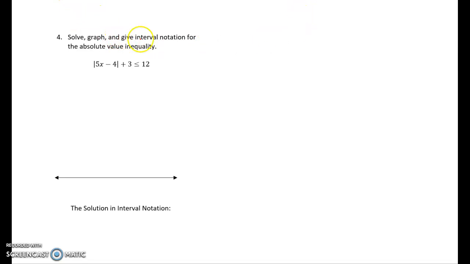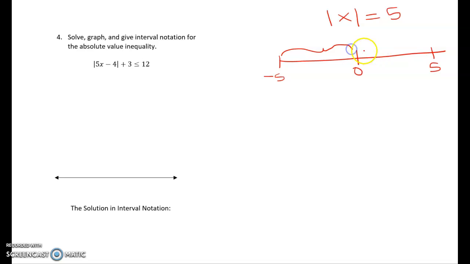Okay, we need to solve, graph, and give interval notation for the absolute value inequality. Now really quick, remember when we're looking at an absolute value, what it's asking is what is the distance from 0. So if we're wondering what number has an absolute value of 5, what would give that? 5 is a distance of 5 from 0, but -5 is also a distance of 5 from 0. So notice we're just looking at that distance. That's a distance of 5 spaces, and that's a distance of 5 spaces.